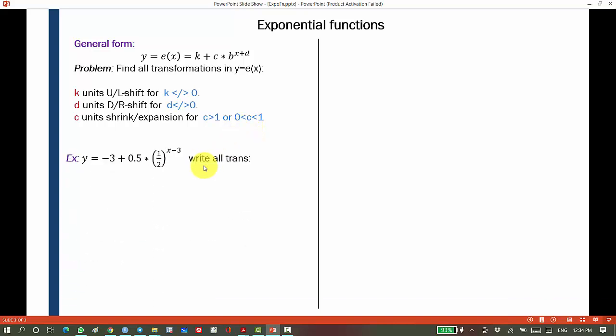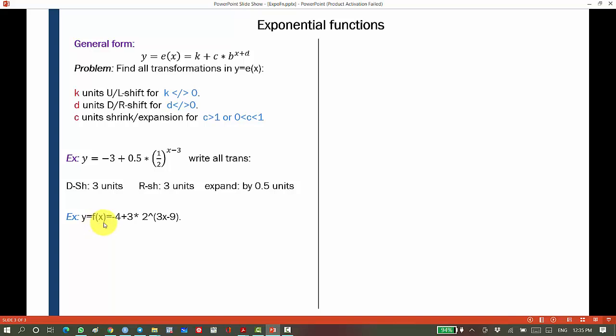Consider y is equal to minus 3 plus 0.5 times 1 over 2 to the power x minus 3, and write all transformations. We know that we have a downward shift of 3 units, a right shift of 3 units, and an expansion factor of 0.5. And obviously, since 1 over 2 is less than 1, bigger than 0, this function is decreasing.